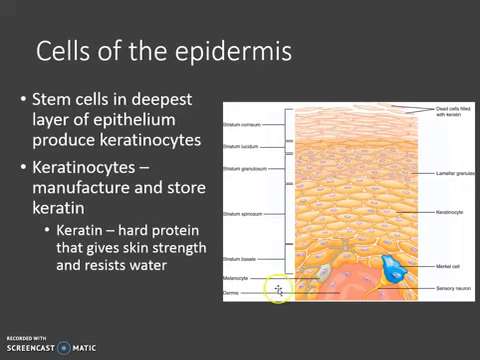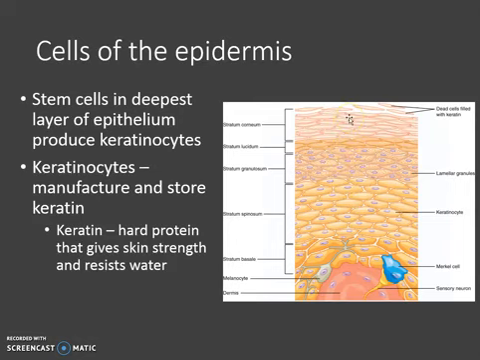So you can see here that there are multiple layers of cells. This is an example of a cross-section of the epidermis. The stem cells are down here, and they are actively dividing in order to make new cells. And as they divide, they push the older cells up to the surface where they start to die.